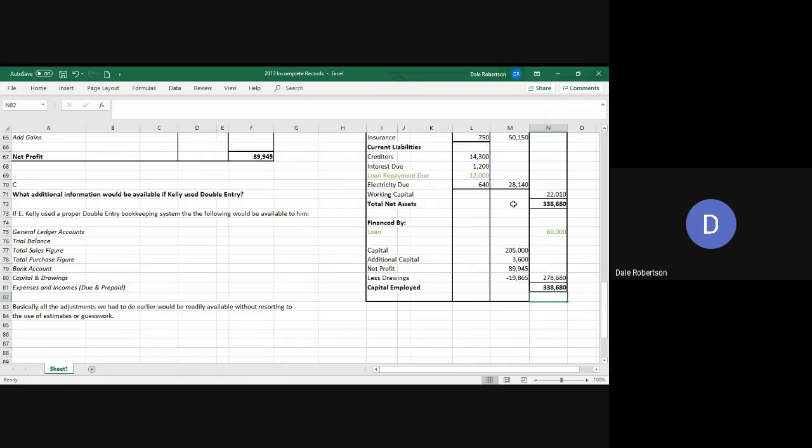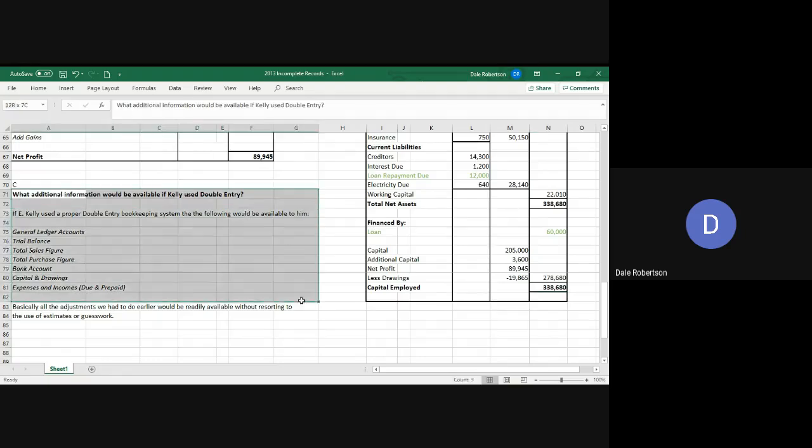Finally, there's a little bit of theory. It says what additional information will be available to Kelly if he used the double entry system. So the whole premise of an incomplete records question is that the person is not doing proper double entry accounting, and therefore we have to come along and help him to resurrect a set of accounts out of the incomplete records that he has provided us. But if he were to use a proper double entry bookkeeping system, then the following would be available to him. And it's basically all the things which we have adjusted above.